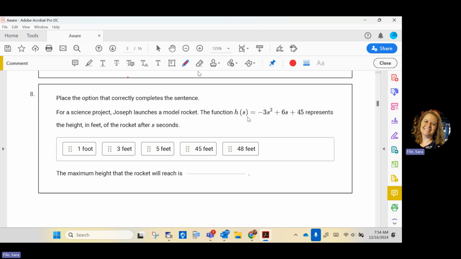Here's the function, and it represents the height in feet that the rocket goes after s seconds. So height equals all of this, and s is the number of seconds. It says the maximum height that the rocket will reach is blank. So we are just going to graph this equation.